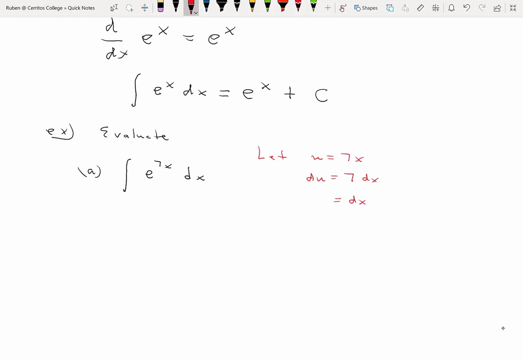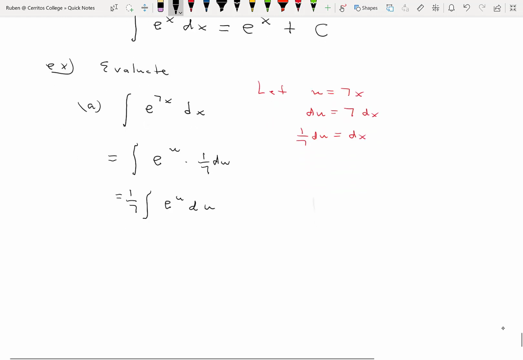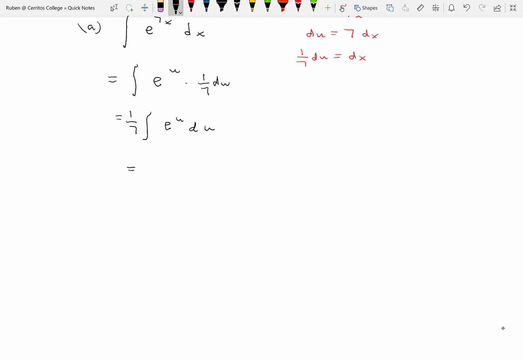So dx equals 1/7 du. Then substitute that into my integral. This becomes e to the u, and dx is 1/7 du. Constants can be factored from integration. Okay. And the integral of e to the u with respect to u is e to the u. That's a constant. So we finally substitute the 7x back in.